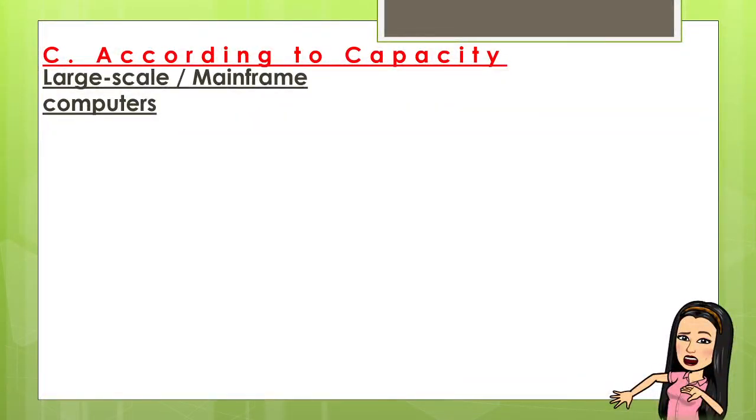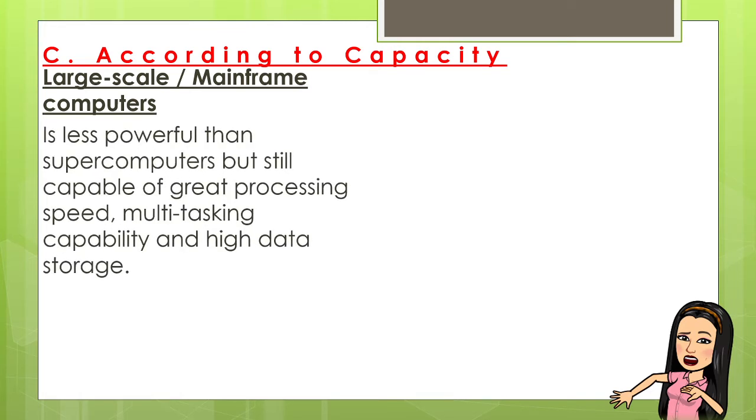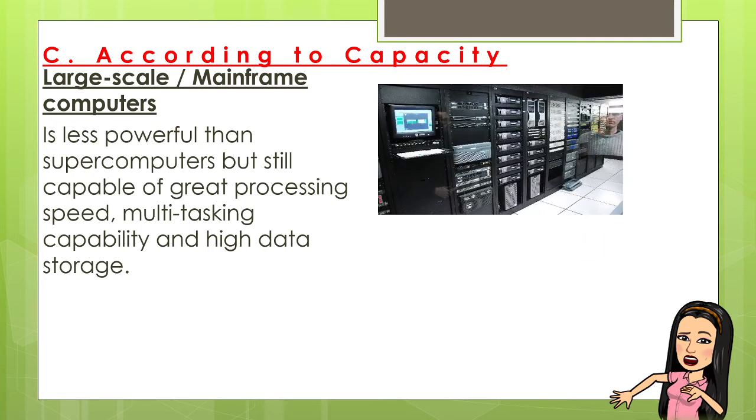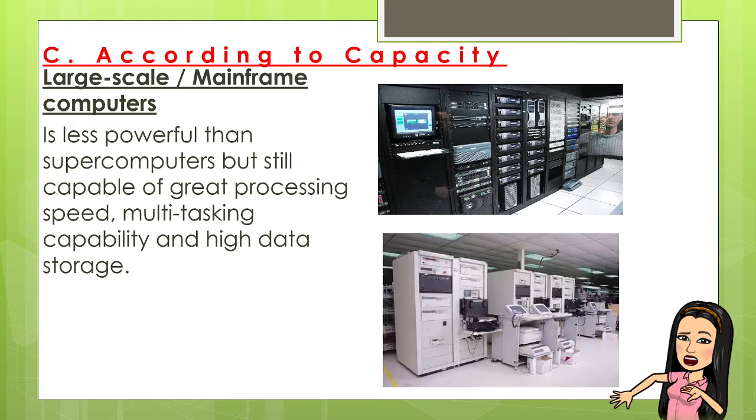The next one is the mainframe or large-scale computers. It's less powerful than supercomputers, but still capable of great processing speed, multitasking capability, and high data storage. It is also used to process and store large amounts of data. So these are the examples of mainframe computers.